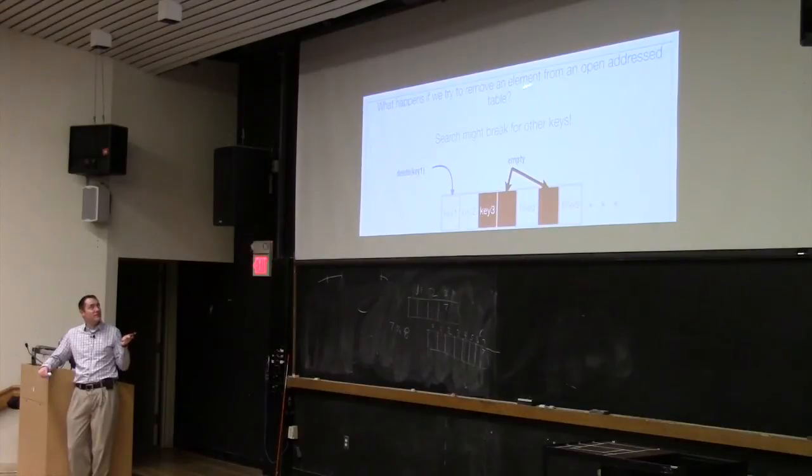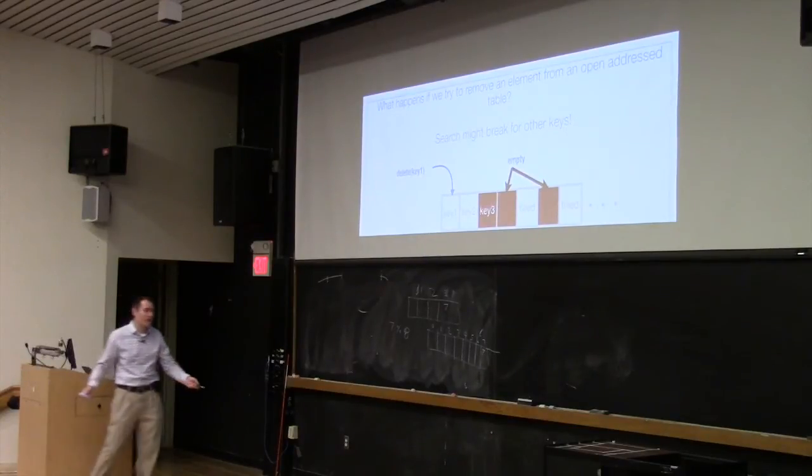What happens if we try to remove an element? This is the question that came up earlier. What happens if you try to remove an element from an open addressing scheme? Let's say we're trying to find key 3, and key 3 maps to here, and we ended up putting it there. Well, if we delete this, we're going to go here and say, are you the key? No, it's empty. So guess what? You stop searching.